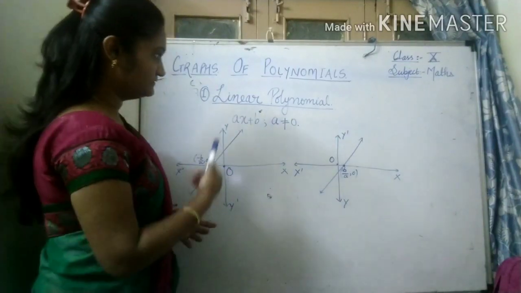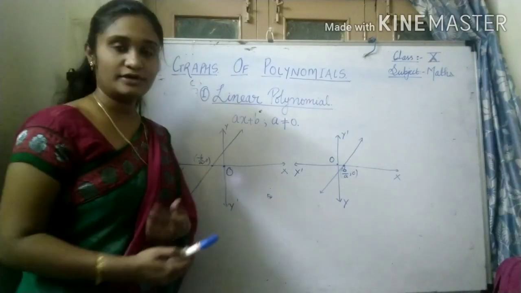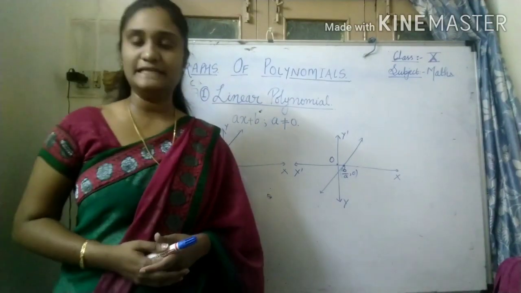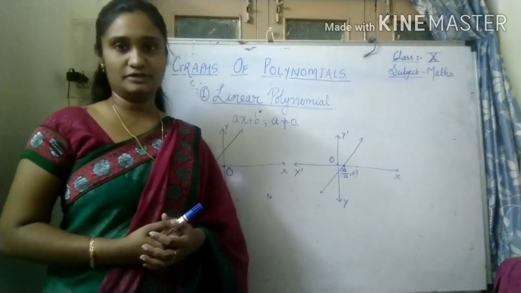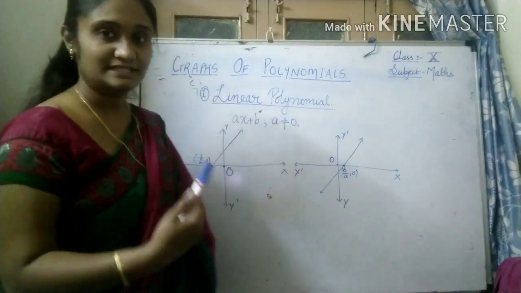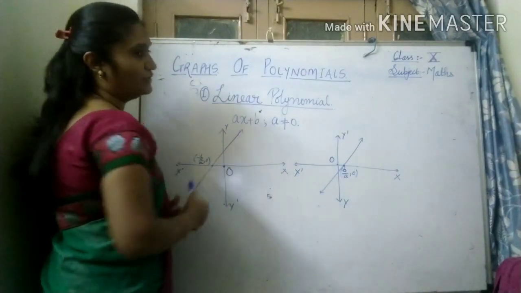So let's start with the first and foremost polynomial, that is linear polynomial. Now you are already well aware of the linear polynomial. So what's a linear polynomial? Linear polynomial is the polynomial with degree equal to 1. So the general format of writing a linear polynomial is ax plus b, where a not equal to 0.